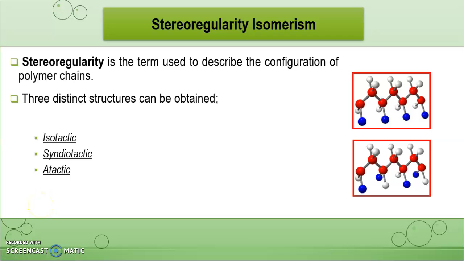We proceed with stereoregularity isomerism. Stereoregularity is the term used to describe the configuration of polymer chains. Three distinct structures can be obtained, which are isotactic, syndiotactic, and atactic. Stereoregularity can have an important effect on chain packing.